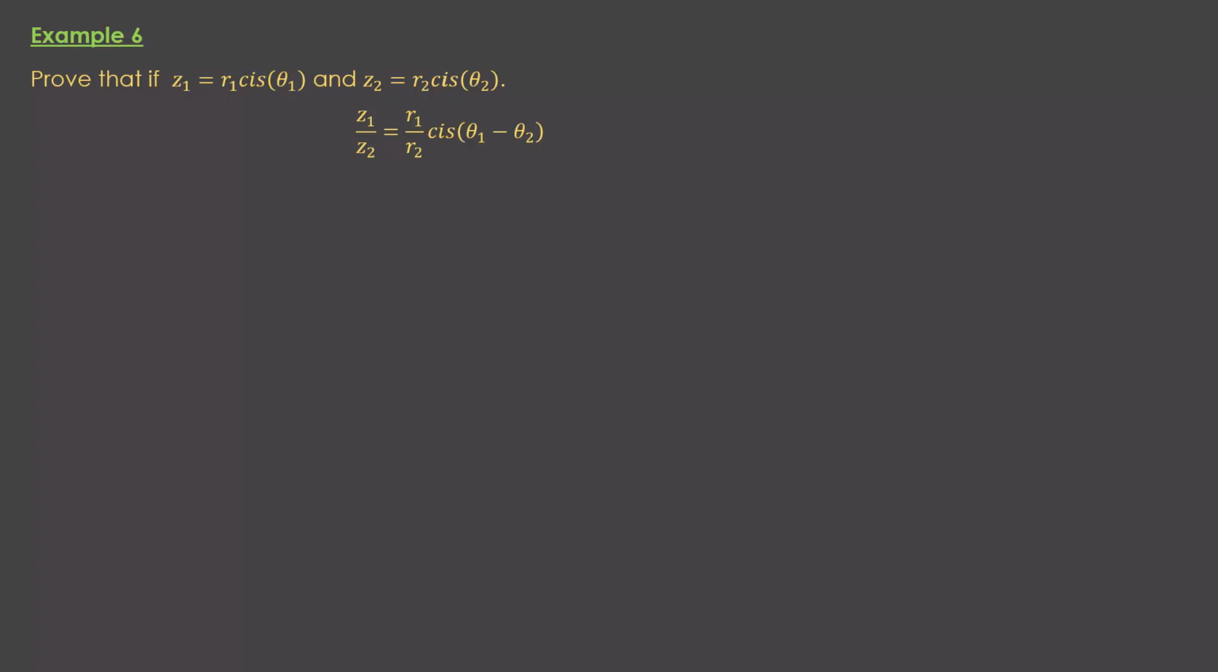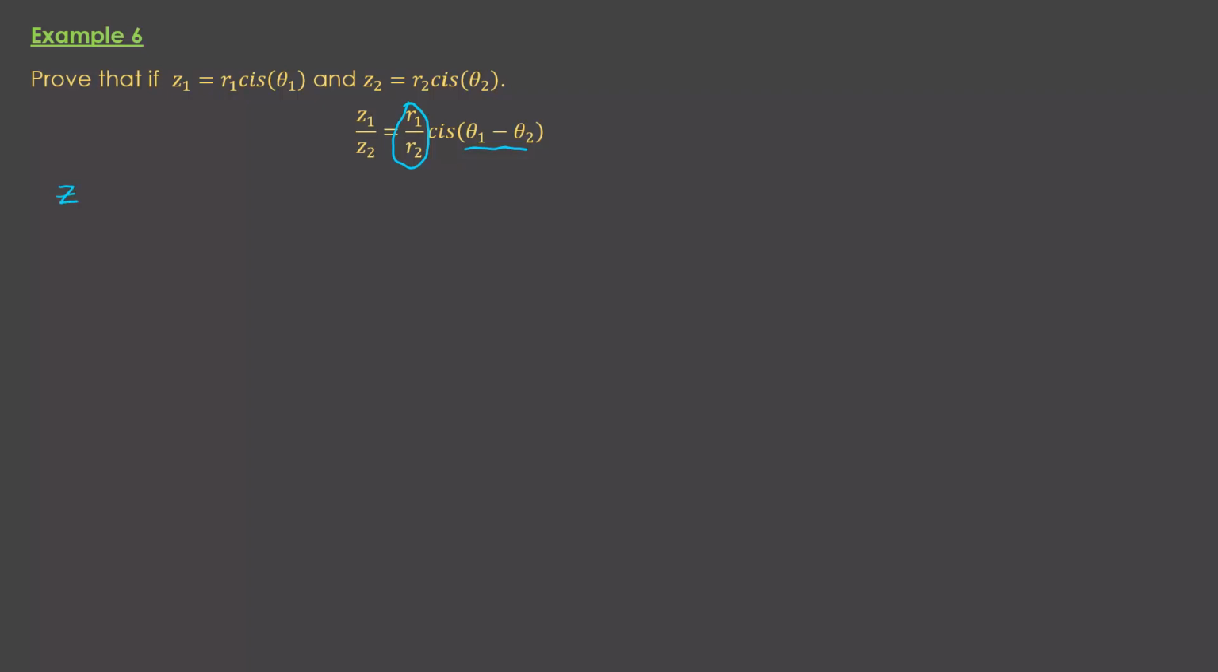This example is going to show us what we do when we divide complex numbers in polar form. So this is going to be a derivation very similar to the multiplication intro, but the upshot is that what we do is we end up dividing the moduli and subtracting the arguments. So let's see how we get to that.